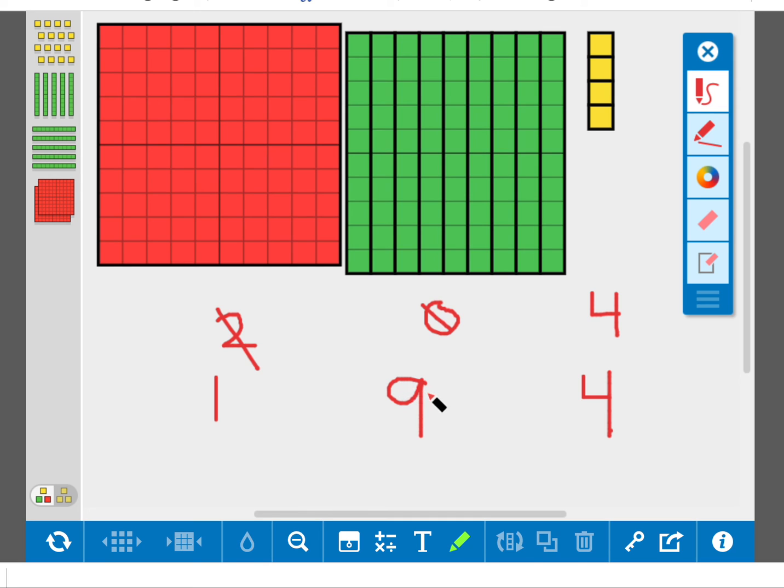The important thing to remember is that when you're trading, the number isn't changing. And that if there is a 0 in the 10 spot, then you'll have to borrow or trade a 100s block for 10 tens. So please let me know if you have any questions.